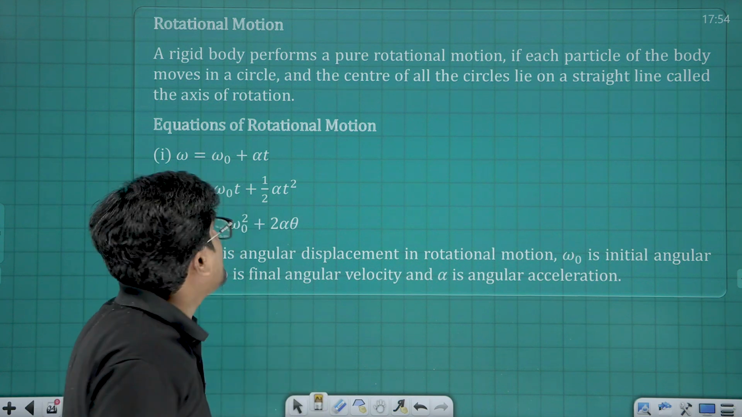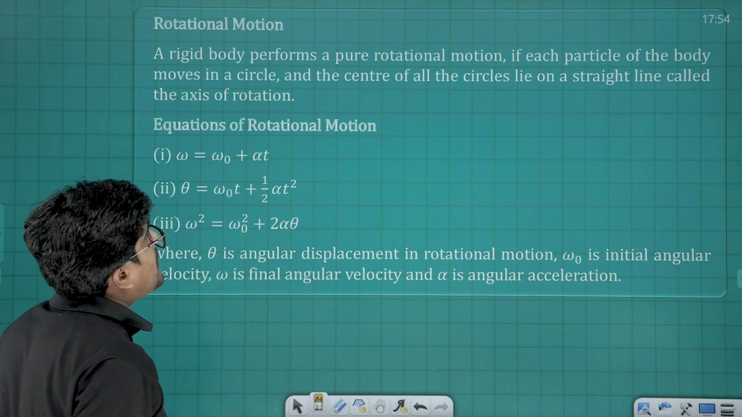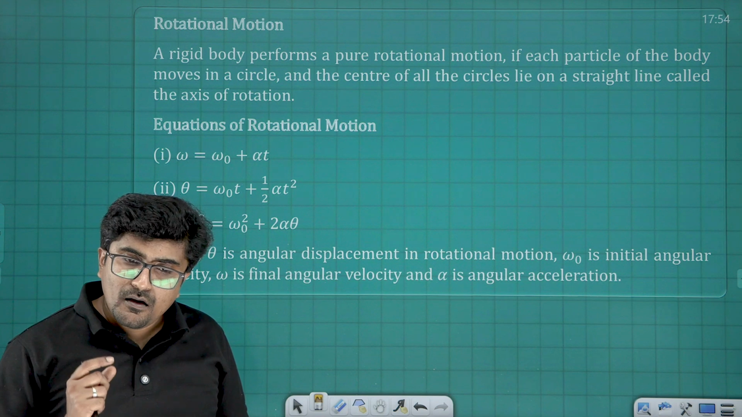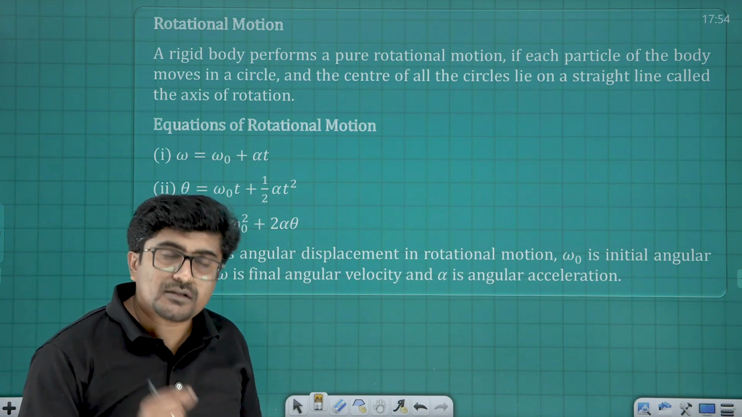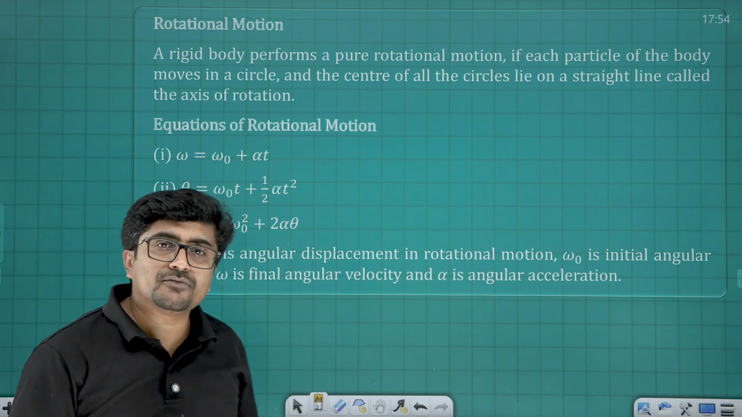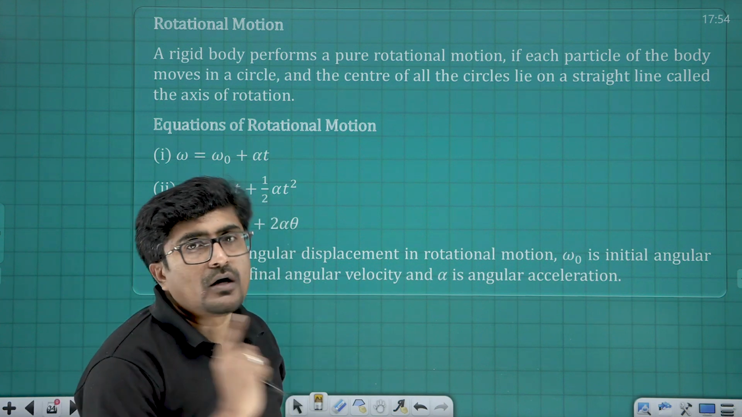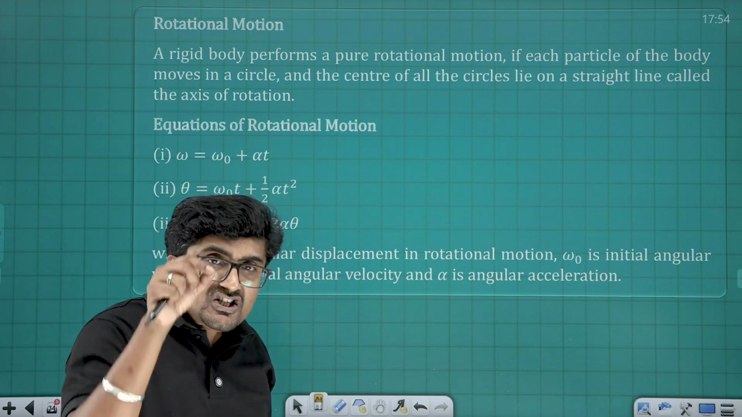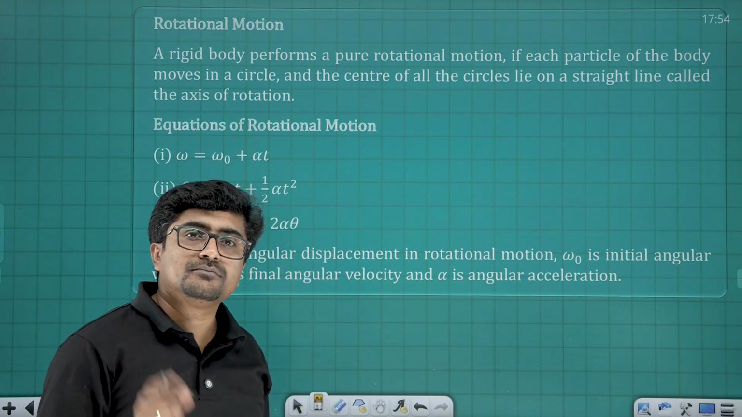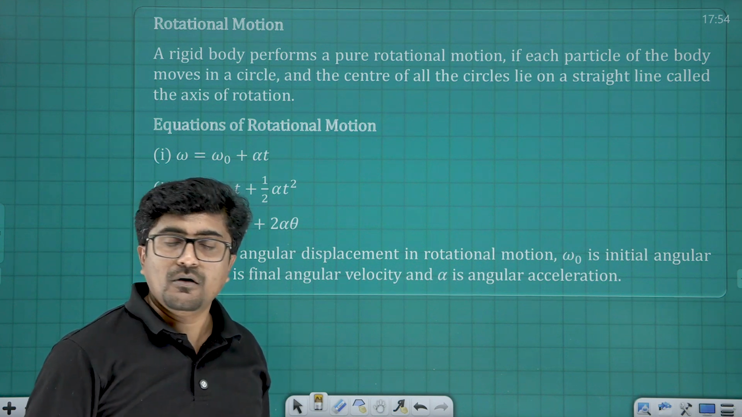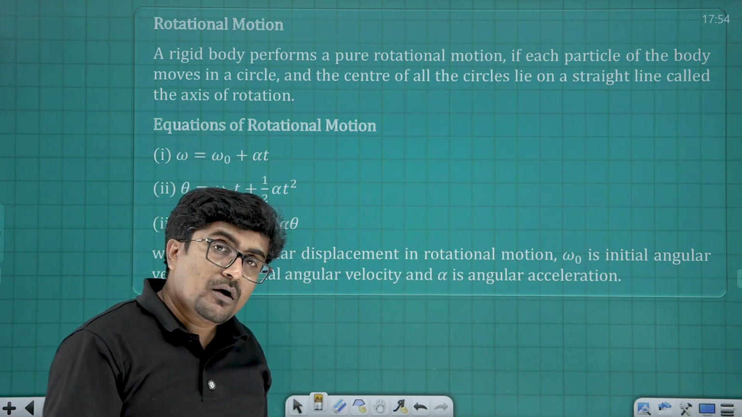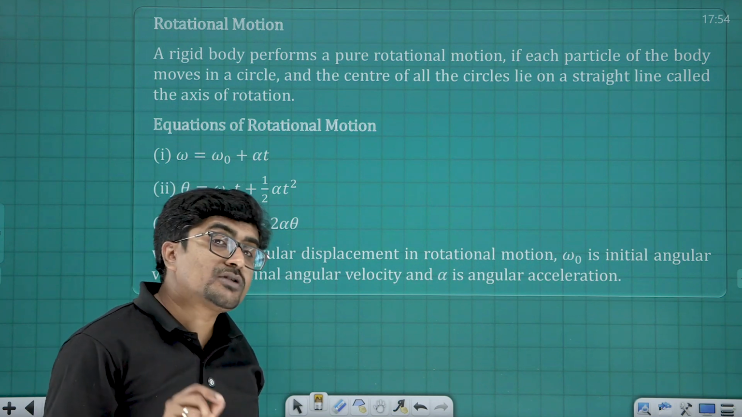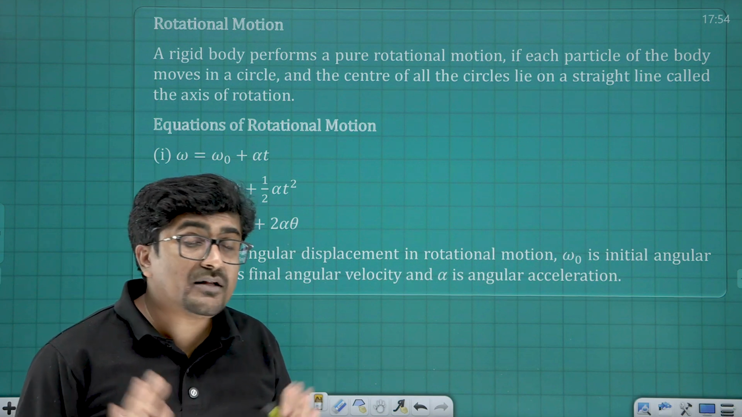So before going in depth, we must know what we mean by rotational motion. Rotational motion means all the particles of the entire body will be moving in circular paths, and the centers of all these circles are going to be the same and lie on a common line, that is, the centers are collinear. That type of motion is known as rotational motion.